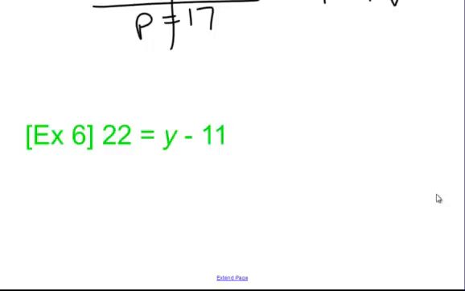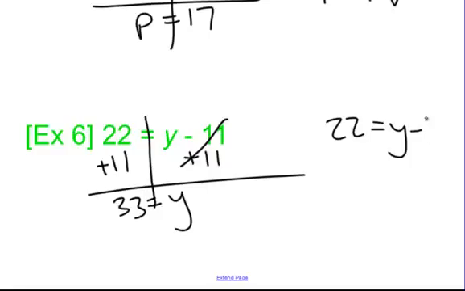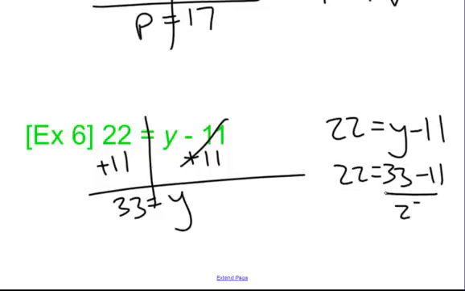Okay, 22 equals y minus 11. Line down the middle. It's subtraction, so we're going to add 11. 22 plus 11 is 33. And this is basically negative 11 and positive 11. Those cancel. We're left with just y. So y equals 33. All right, let's check ourselves. 22 equals y minus 11. So we'll plug in the 33 there. 33 minus 11 is 22. 22 is 22. So it works.